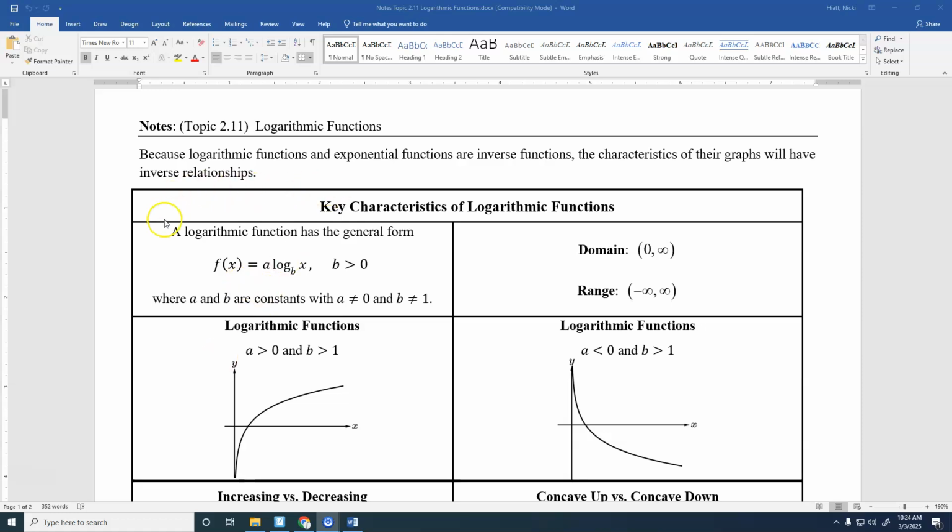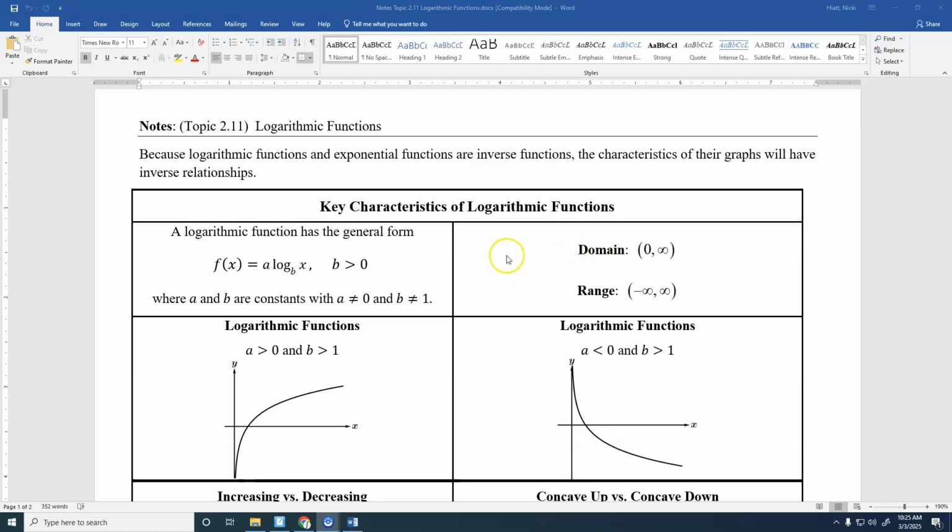So a log function of the general form f of x equals a log base b of x, where b is greater than 0, and a and b are constants. A cannot equal 0 because if it equals 0, the whole thing equals 0. B cannot equal 1 because a log base 1 doesn't do anything, because 1 to any power always equals 1.